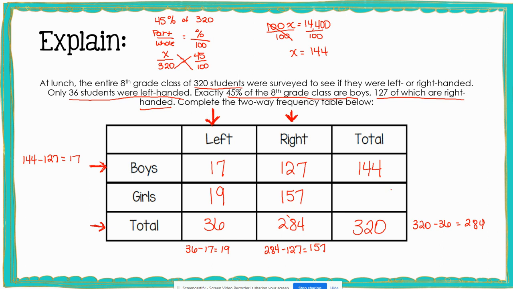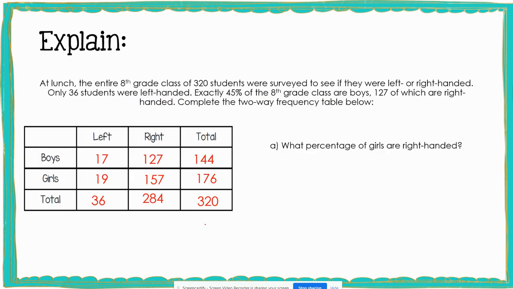The last thing I need to do is figure out this total over here, how many girls there are. Well, I can see that there are 19 girls who are left-handed and 157 girls who are right-handed. So to figure out how many girls total, I'm going to do 19 plus 157. Well, when I do that, I'm going to get 176. So that means that there are 176 girls who were surveyed. Now let's use this information to answer some questions.